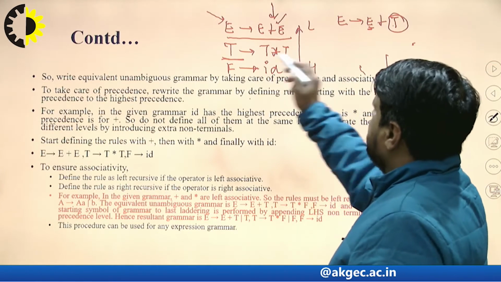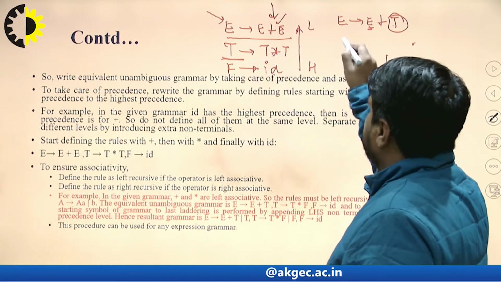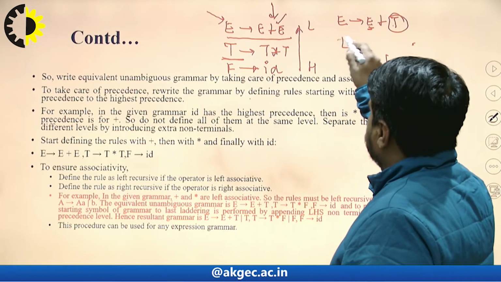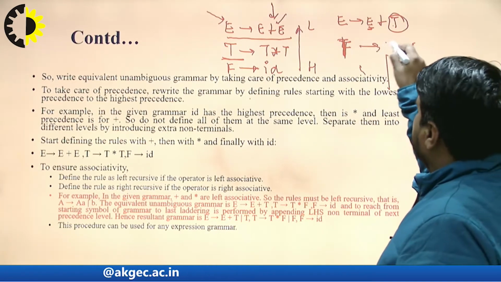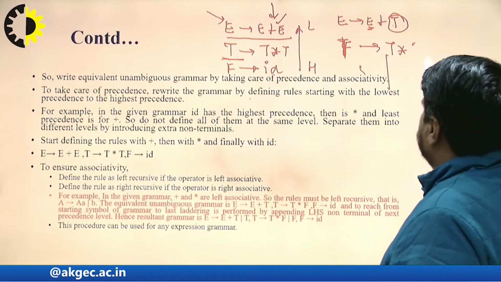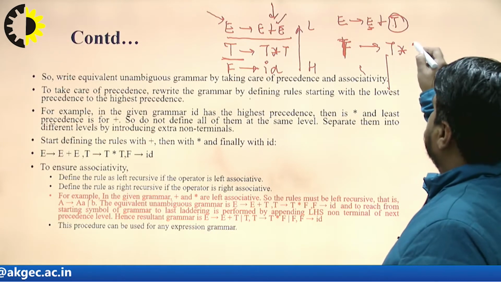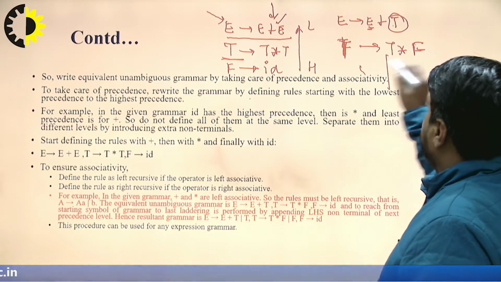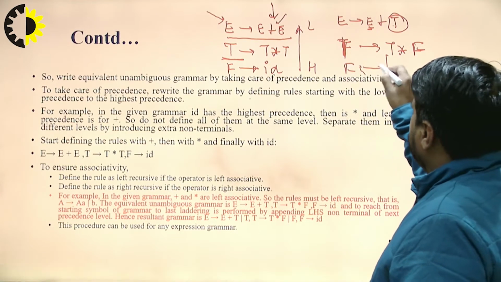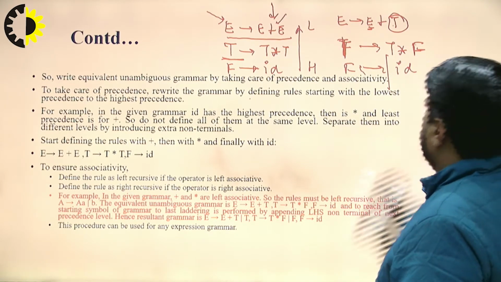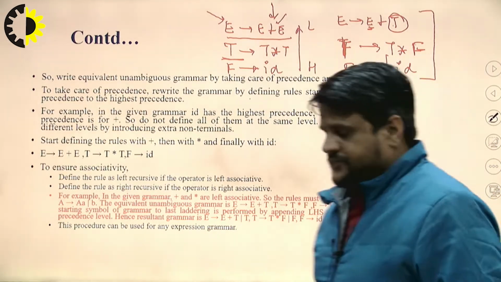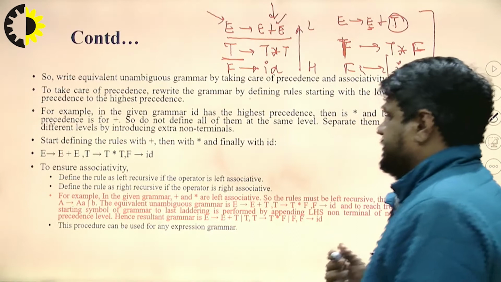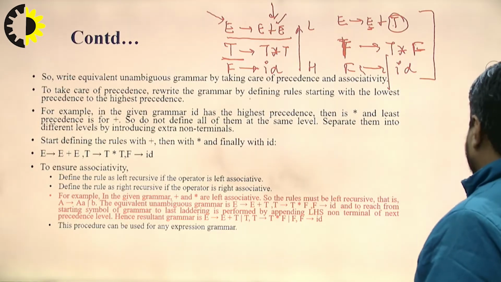After that, this star is also left associative. Sorry, this is T, it is left associative. So what you have to do is make it left recursive, so it will be replaced by F. And there is no operator, so you simply write F. So this is the grammar after associativity.